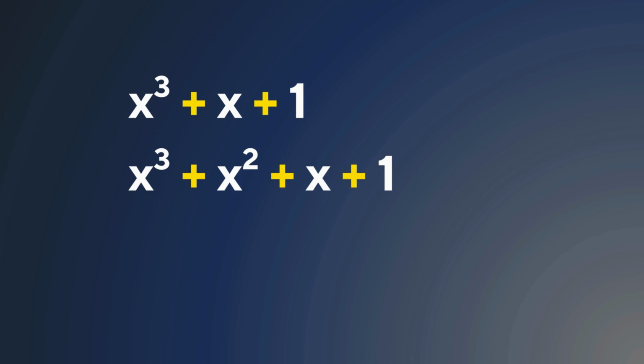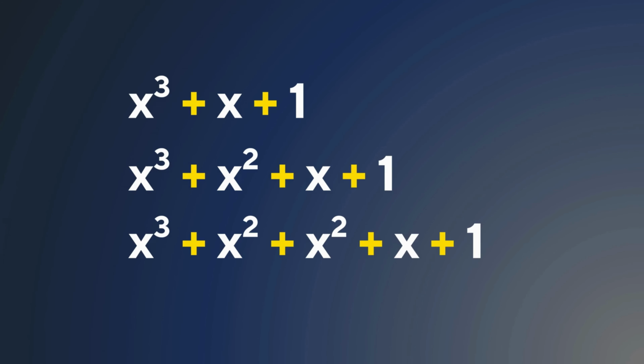Let's analyze more polynomials. This polynomial has no x squared term, which is fine. And this polynomial has just one x squared term, which is fine. But this polynomial has two x squared terms, which is also fine. While this is allowed, it makes the polynomial more complex than necessary.